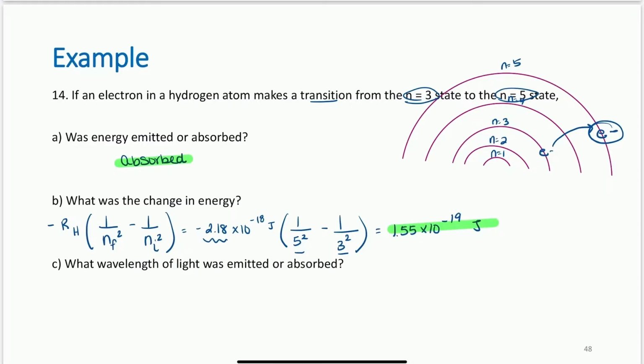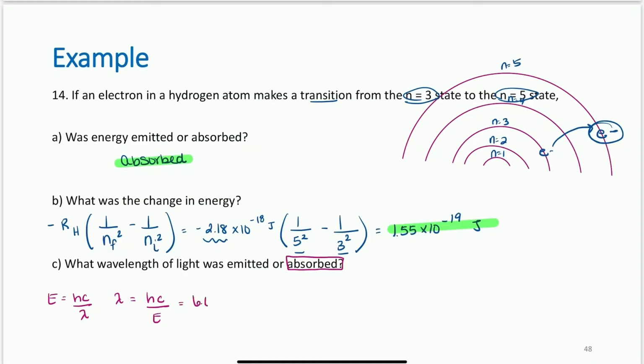And lastly, what wavelength of light was emitted or absorbed? Well, we know it was absorbed. We already figured that out. But what wavelength of light was it? In order to correlate wavelength with energy, right now I have energy and I want to know the wavelength, I'm going to use E equals hc over lambda, and I'm going to rearrange this equation to solve for lambda. Remember, lambda is wavelength. Lambda equals hc over E. H and C are both constants. E is the energy we calculated in part B.